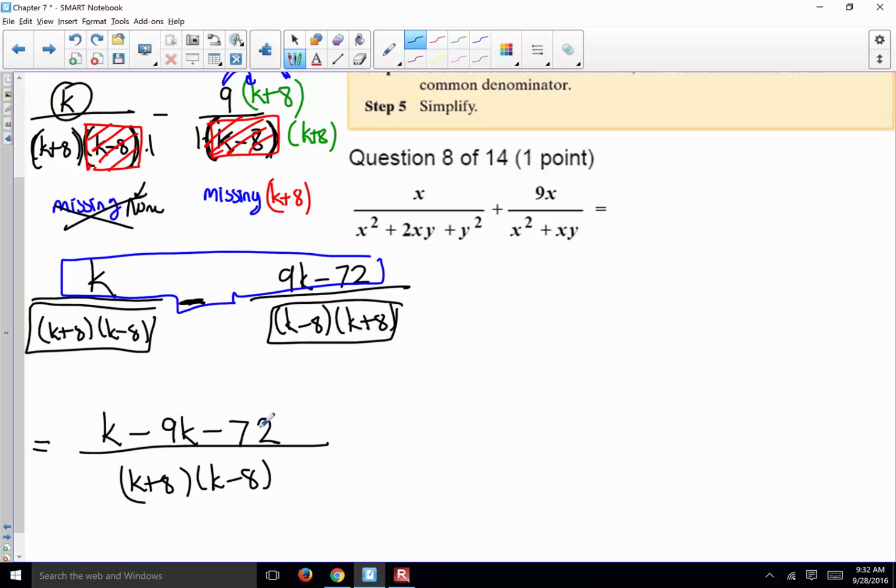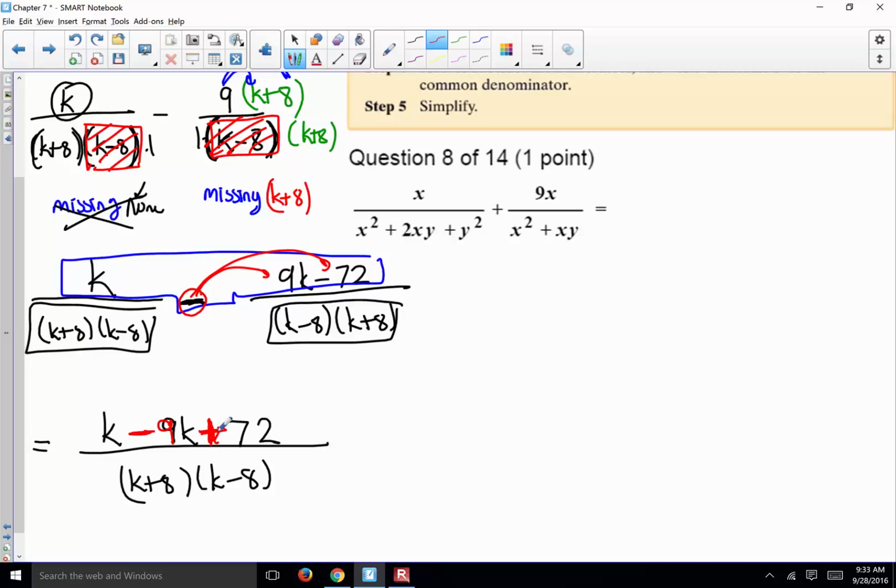Right. No, it's not a mistake. We are going to combine it later. It's not a mistake yet. Yes. Remember, what did I tell you? If there is a minus sign, it belongs to both of these guys. You need to pass it to not only minus 9k, you did that, but you didn't pass it to minus 72. You need to change the sign of everything on the right side. So this is plus 72.